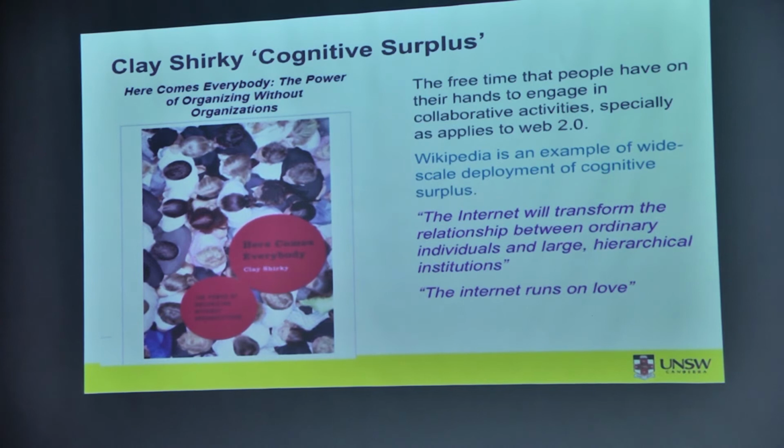He also coined the well-known phrase, the internet runs on love. His idea of cognitive surplus certainly proved to be correct in 2008, with the involvement of millions of individuals in the creation of Wikipedia, the citizen science projects of Zooniverse and Galaxy Zoo, and Australian newspapers.